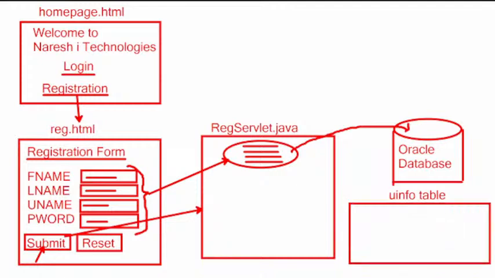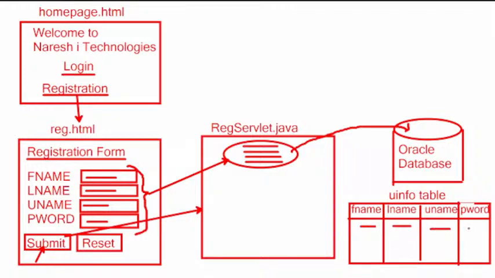Now here: first name, last name, uname, password. Like 4 fields in a table. This table we have to create first. Whatever you enter is stored in the database. After that, one message: you have registered successfully.